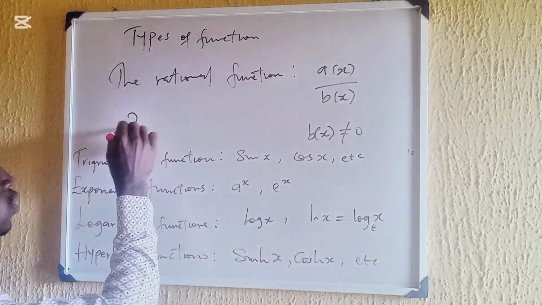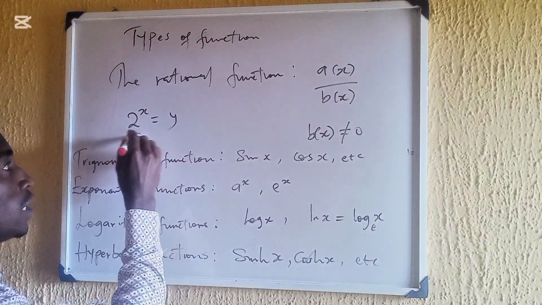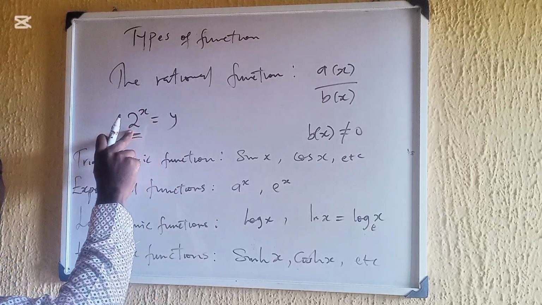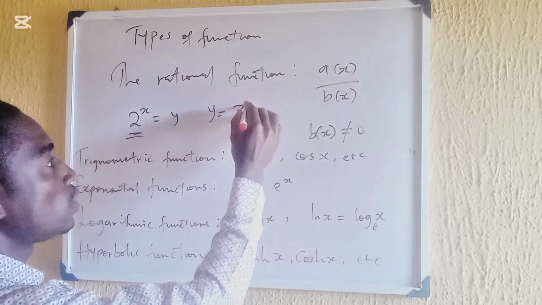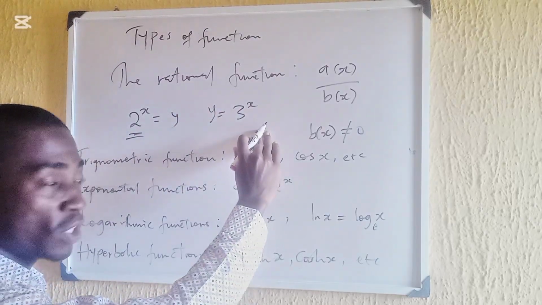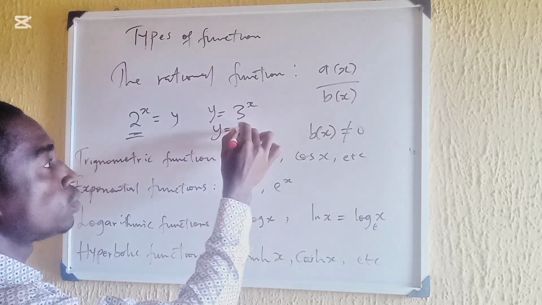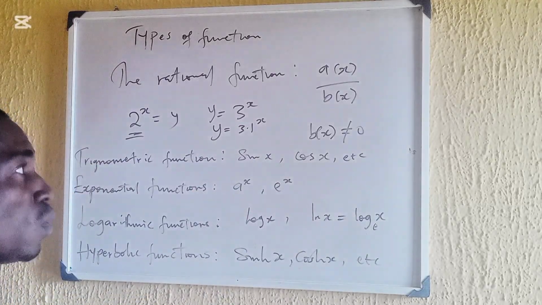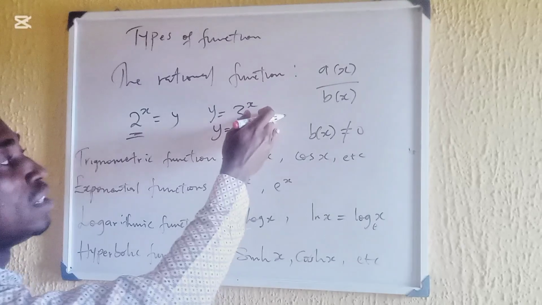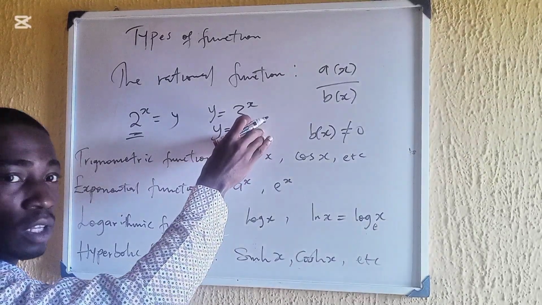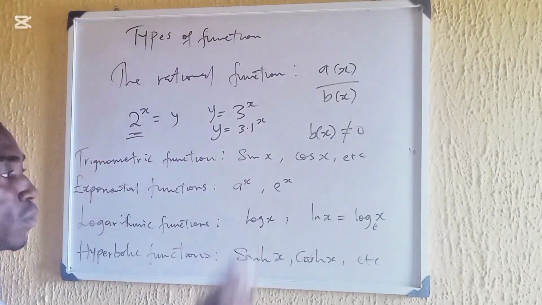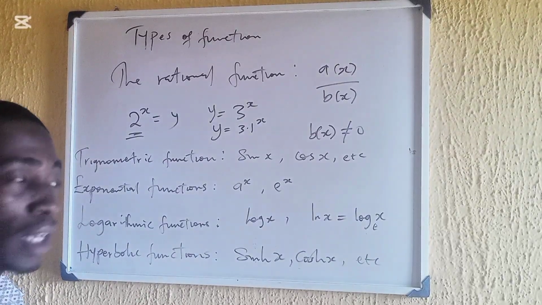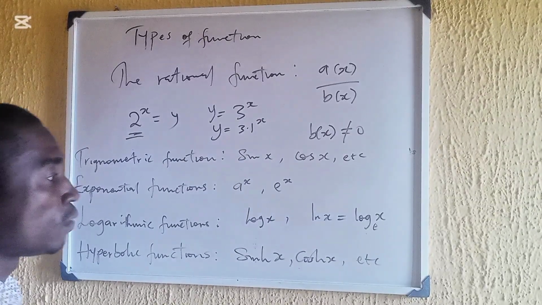If we take 2 to the power x is equal to y, this is an exponential function because x is the power of 2. If we say y equal to 3 to the power x, it's also an exponential function. If we say y equal to 3.1 to the power x, all these are exponential functions. Why? Because x is the power of the number. So that's what the exponential function is all about. Once x is the power, that function becomes an exponential function.